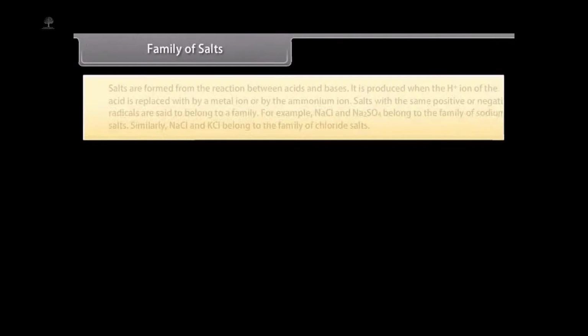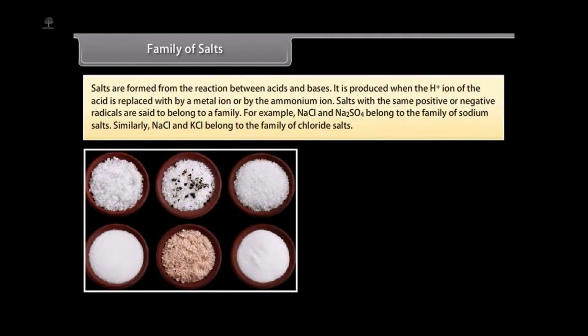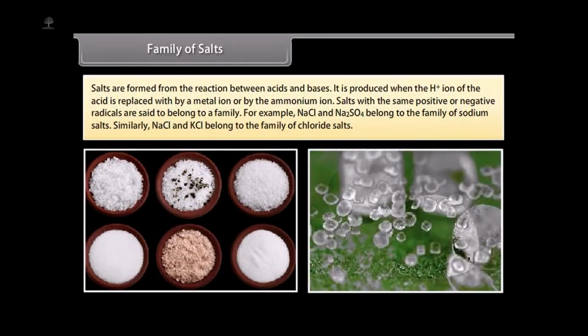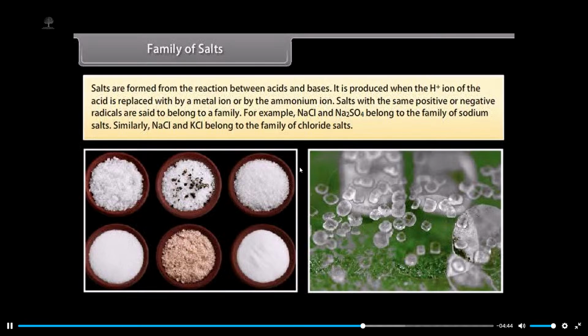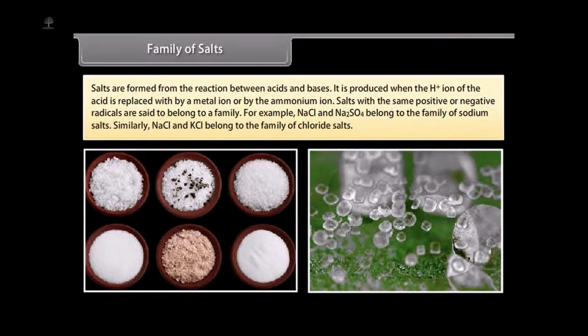Family of salts. Salts are formed from the reaction between acids and bases. It is produced when the H+ ion of the acid is replaced by a metal ion or by the aluminum ion or by the ammonium ion. Salts with the same positive or negative radicals are said to belong to a family. For example, NaCl and Na2SO4 belong to the family of sodium salts. Similarly, NaCl and KCl belong to the family of chloride salts.